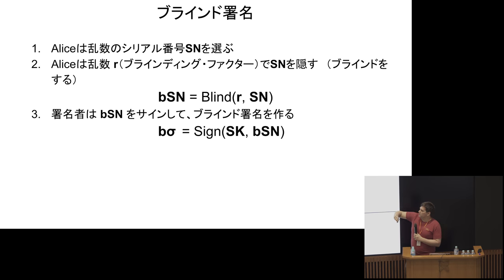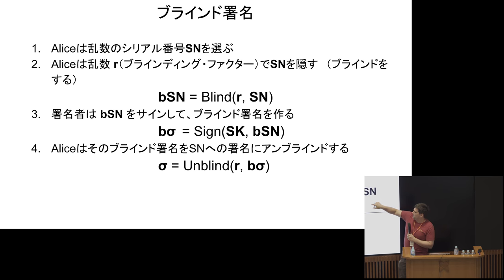Now Alice sends this blind serial number to the signer to get a blind signature. So the signer takes the blind serial number and its secret key and signs it and generates a blinded signature. But notice the signer does not actually see what the serial number is. It only sees this blinded serial number.